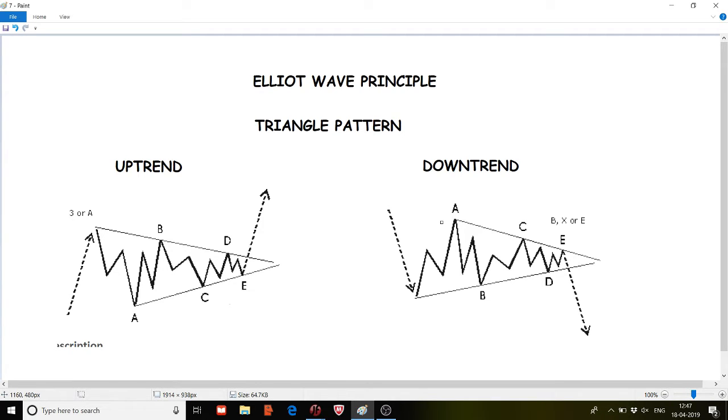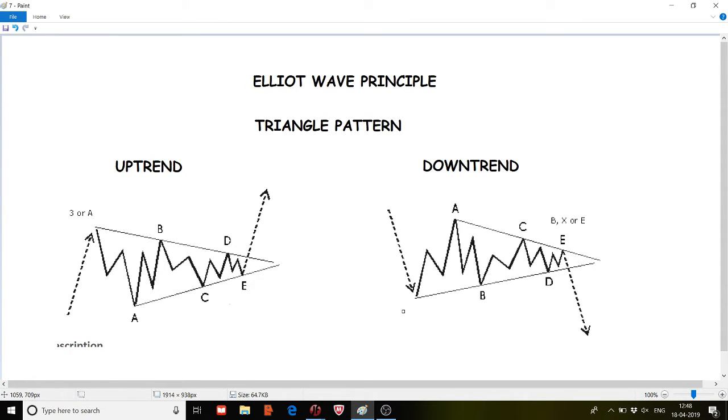And similarly in a downtrend, wave A, then wave B, wave C, wave D, and wave E. It is almost similar to the uptrend, just the exact inverse of the uptrend contracting triangle pattern. You need to get three touches on the upper side and three touches on the lower side, and as soon as price breaks below this range, you can open a short position in that instrument with the stop loss at the latest swing high in the series.